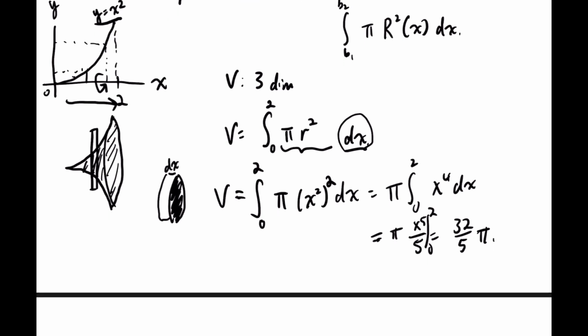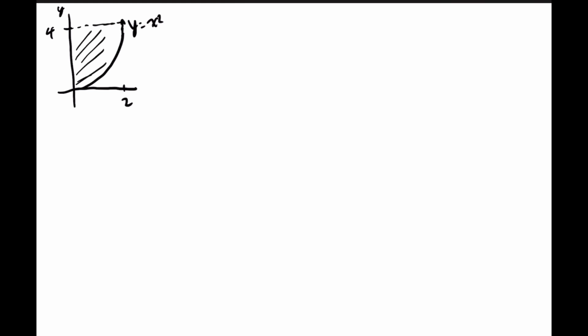So let's take a look at an example where we might want to integrate with respect to y. So let's take that same graph, y is equal to x squared. This would be 2, so this value would be 2 squared, which is 4. And let's say we wanted to rotate this shape along the y-axis, right? So now our variable of integration would be y.